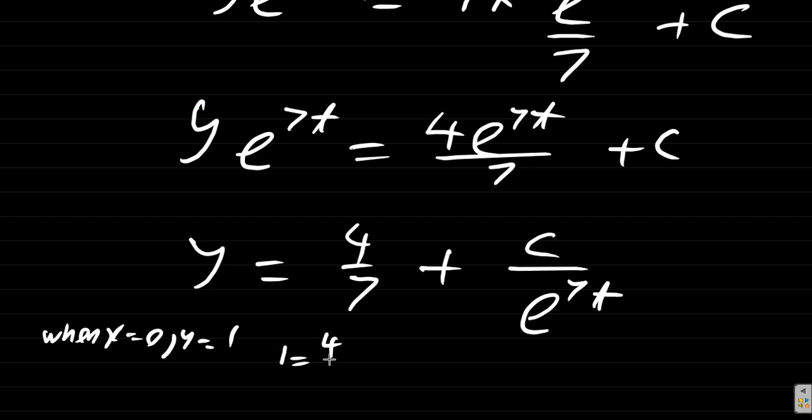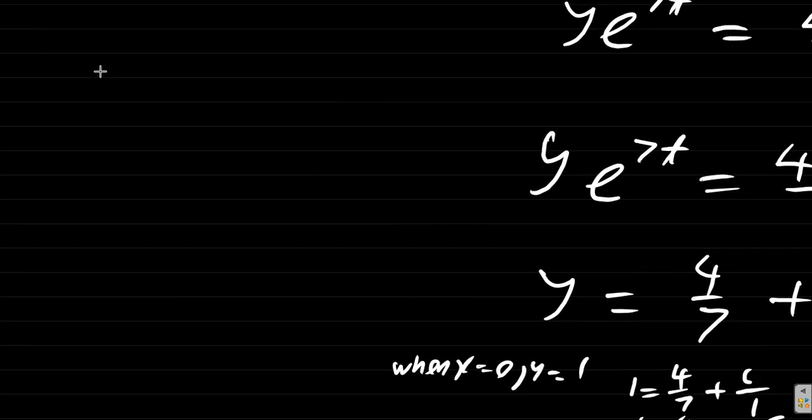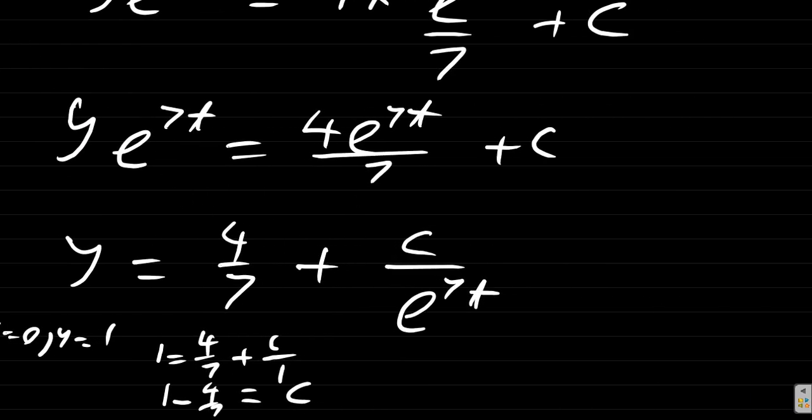So 1 is equal to 4 over 7 plus c over e to the 7 times 0, which is e to the 0. But e to the 0 is 1. We can't scroll down anymore, we run out of scrolling space. So what we would have is 1 minus 4 over 7 is equal to c over 1, which is c. Let's work that out as a fraction. 1 minus 4 over 7 is the same as 7 over 7 minus 4 over 7. 7 minus 4 is 3. So it's 3/7. So c is equal to 3 over 7.